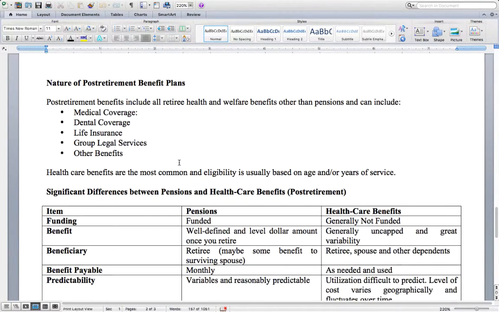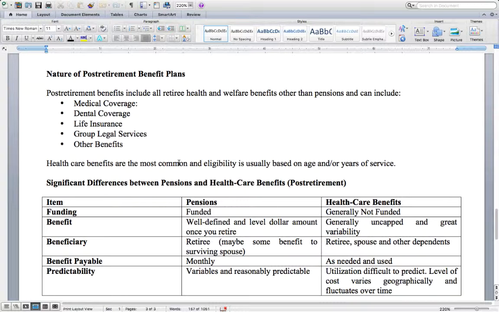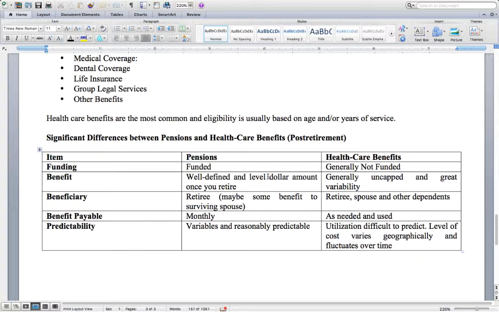And lastly for today, I'm going to touch briefly on post-retirement benefits. Post-retirement benefits include the health and welfare benefits, other than pensions, that are provided to a retiree. This includes the 5 items I've noted in the bullets there: medical, dental, life insurance, group legal services, and other benefits. Healthcare benefits are the most common, and eligibility is usually based on your age and/or years of service with the company. I have highlighted just a few key differences between pensions and post-retirement benefits.